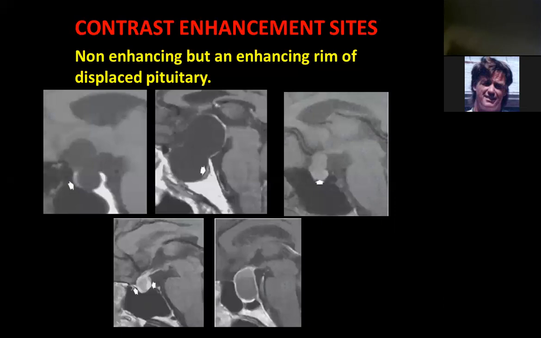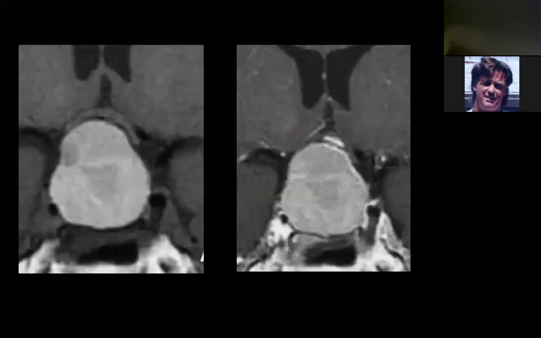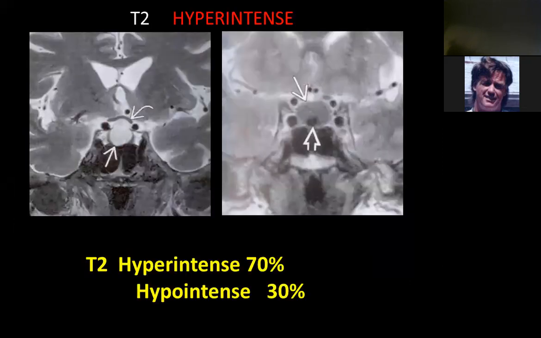So the contrast enhancement in Rathke's pouch, Rathke's cyst, is due to the pushed pituitary gland, or sometimes it's because of the cyst itself, because it has mucin, and this may cause inflammation. And some people say maybe it is metaplasia from the columnar epithelium into squamous epithelium. Look at this, the optic apparatus, and here is the contrast. So they could be large.